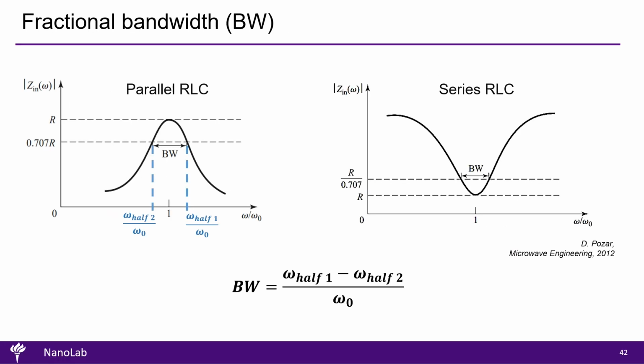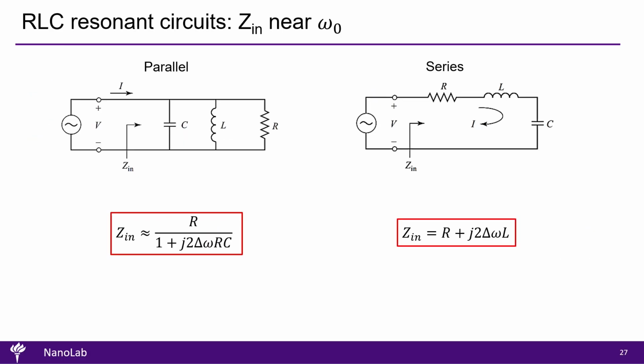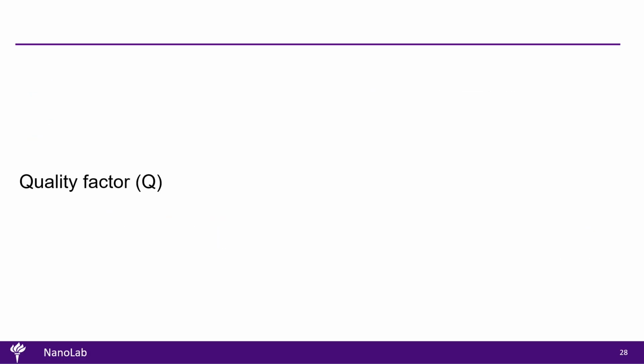Before continuing with our analysis of the RLC resonators near resonance, we need first to introduce a parameter known as the resonator's quality factor, which in simple terms is a measure of how well energy is preserved within the resonator. High Q means lower energy loss, low Q means higher energy loss. The quality factor, or Q, is defined by this expression.